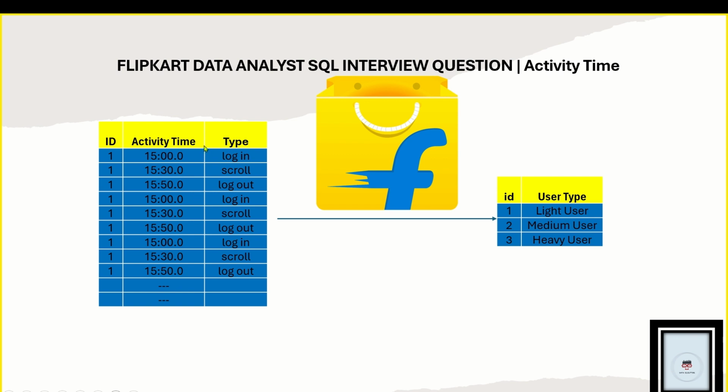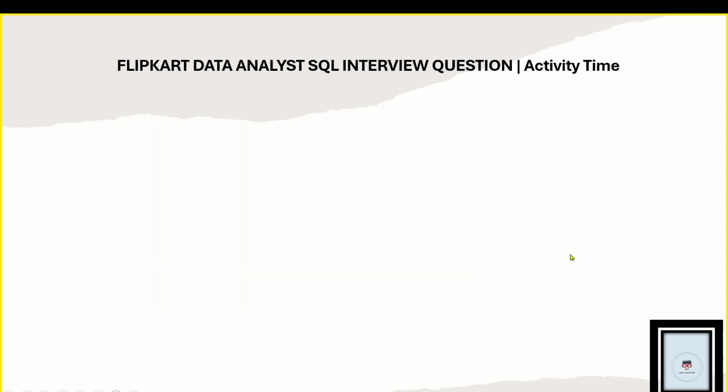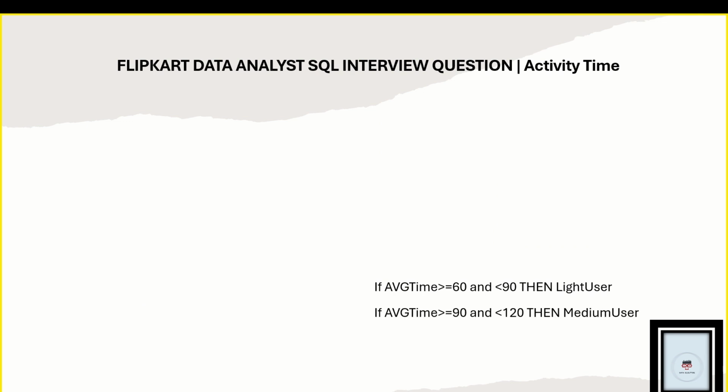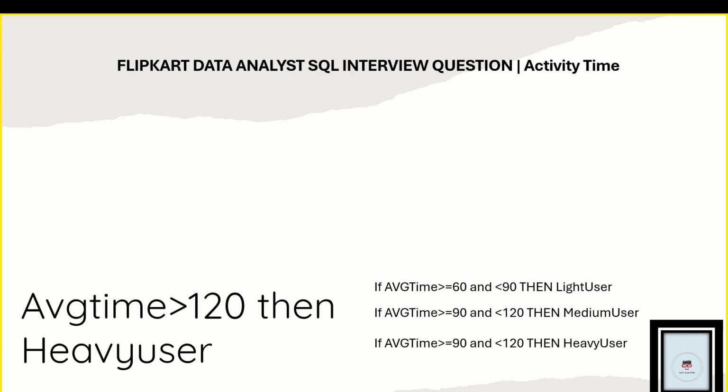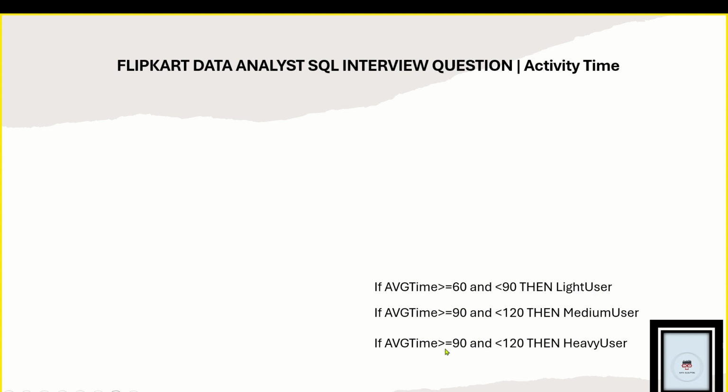The question is, based on this data, you need to categorize all the users into either light user, medium user or heavy user. Let's understand the logic behind this, the rules you need to follow. The first rule is, if the average time is greater than 60 minutes and less than 90, then it is a light user. If the average time is greater than 90 and less than 120, it's a medium user. If the average time is greater than 120, then it's a heavy user. I mentioned it wrong earlier, but if the average time is greater than 120, then it's a heavy user.